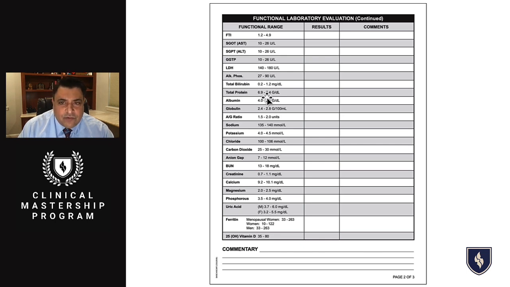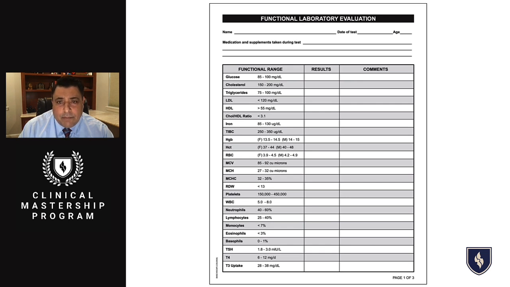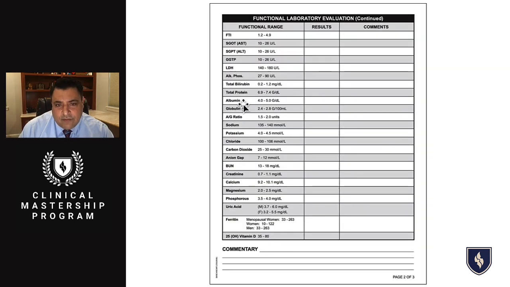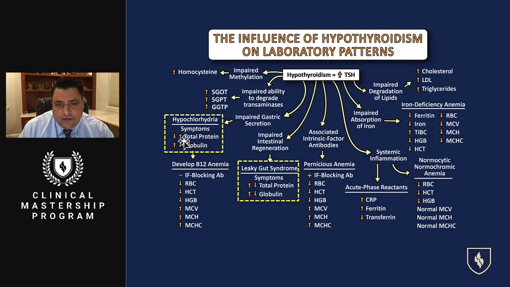And this sheet, this functional laboratory evaluation sheet, is in the resource library of the Clinical Mastership Program platform. So if you go to your resource library, you'll see a functional laboratory evaluation sheet, so you can see it. So when you look at functional ranges of globulin 2.4 to 2.8 or total protein 6.8 to 7.4, and you see slight elevations at high or low, that may occur at times with hypochlorhydria. We're not able to digest their proteins very well, or sometimes with intestinal permeability. And you should always suspect that those things may be occurring if you see these functional abnormalities of total protein and total globulin.